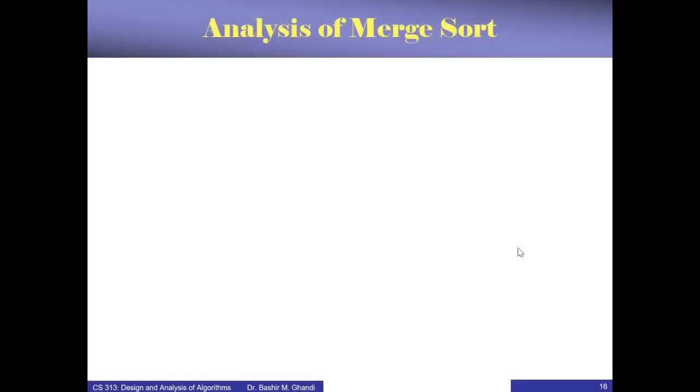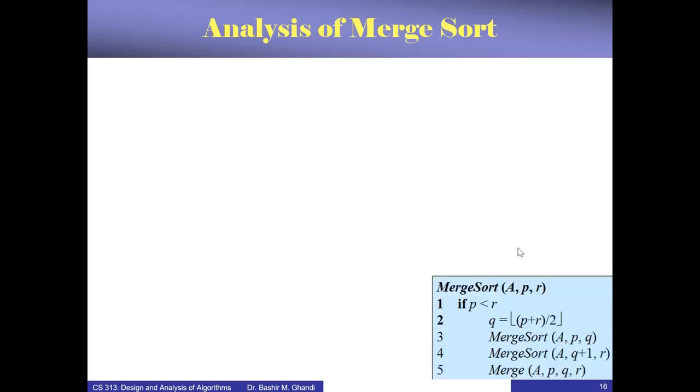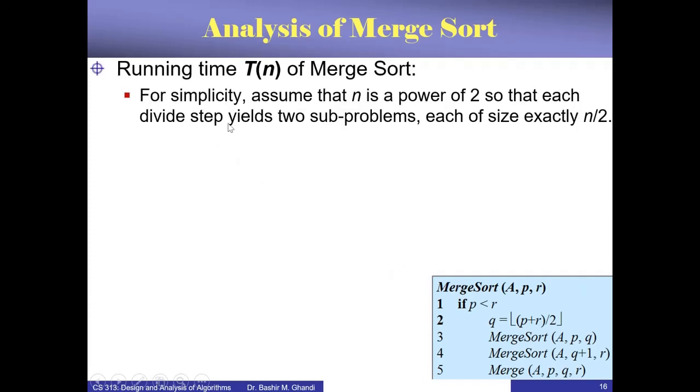Great. So now that we know the running time of the merge algorithm, what can we say about the running time of the merge sort algorithm itself? The merge is only a part of the whole algorithm. So what about the main algorithm? I repeat the algorithm here just to allow us to do the analysis easily. For simplicity and without losing generality, we're going to assume that n is a power of 2, so that each divide step will yield 2 subproblems, each of exactly n over 2.